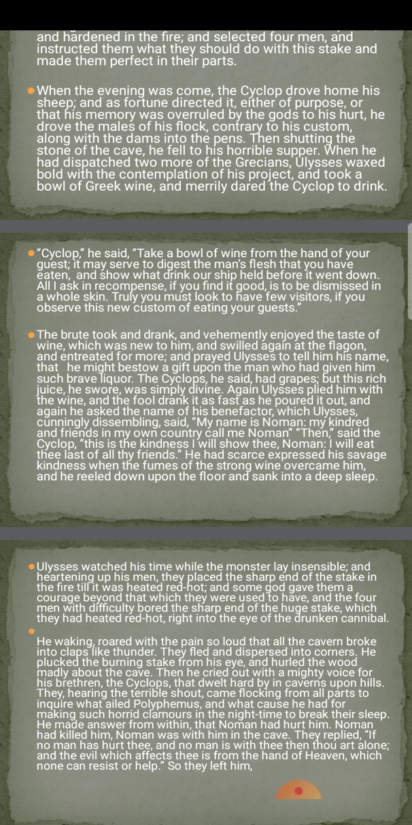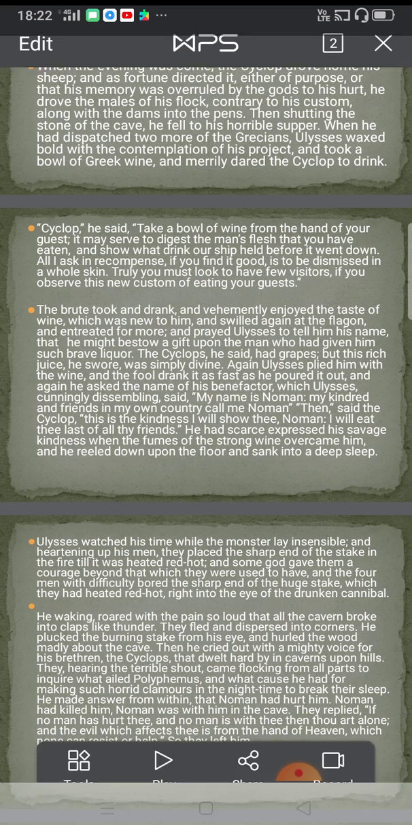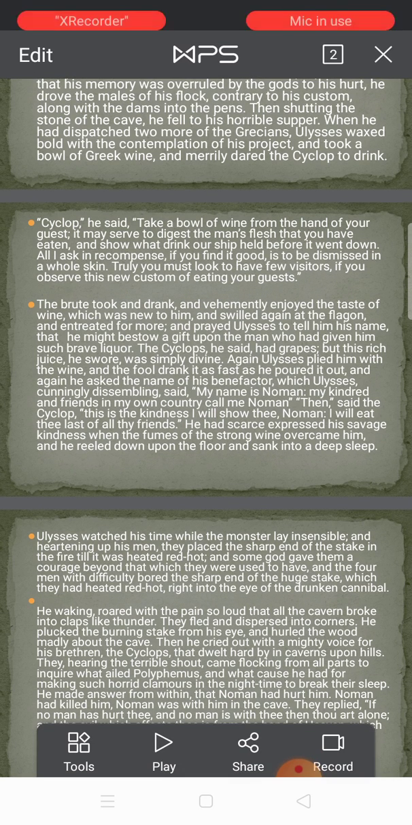Then when he fell asleep, he fell asleep. Oh, Cyclops. Ulysses watched his time while the monster lay insensible, and heartening up his men, they placed the sharp end of the stake in the fire till it was heated red hot.